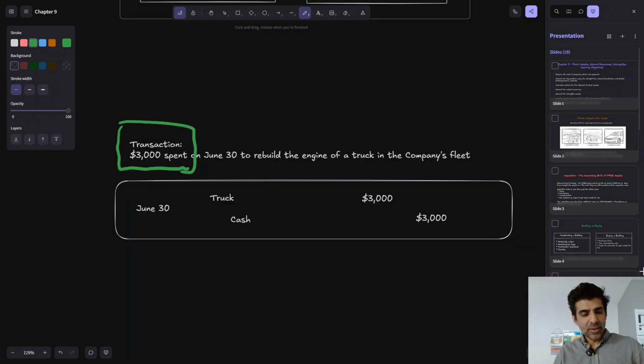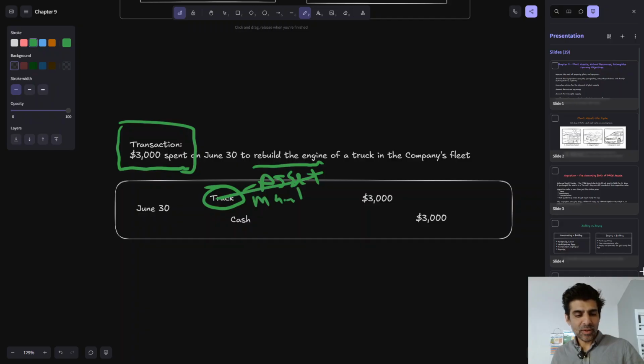We see here that it was to rebuild the engine. So that's going to extend the life, obviously. That's not just a regular maintenance item for the engine. If you rebuild it, you're going to increase the life of it. So that's why we're going to capitalize it into this asset. This is an asset account, not an expense. If it was $3,000 for an oil change or changing the tires, this would not be truck. It would be maintenance expense, some expense account.